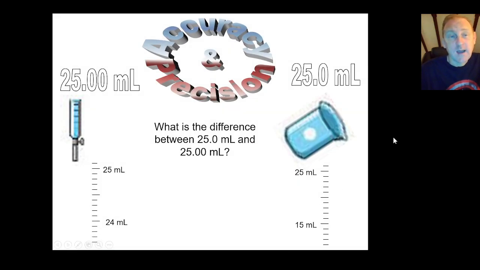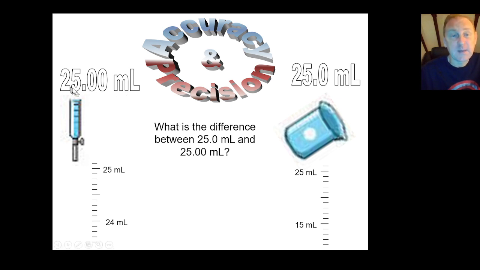So let's talk about significant figures. Let's talk about numbers. You might have learned in math that 25.00 is the same as 25.0, which is also the same as 25. In science, there is a difference. It's a big difference between 25.00 and 25.0. So let me get into this. The reason these are different is because they're different types of measurements measured with different types of equipment.